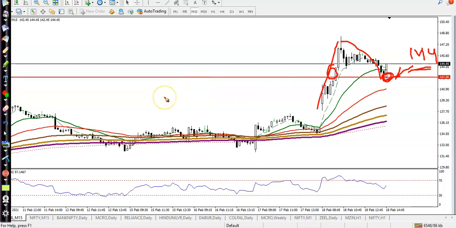Everybody knows that once price breaks this resistance line, it always pulls back, and that is our buy opportunity, like that somewhere there, and there's a probability to continue toward the upside. So it's a buy opportunity.